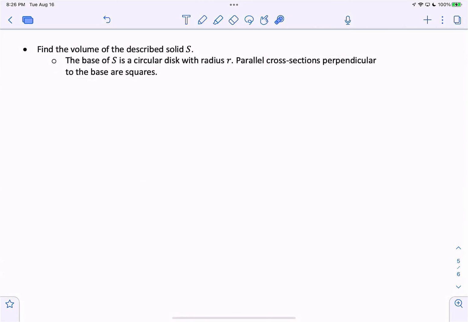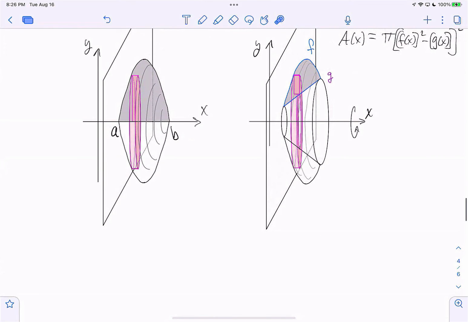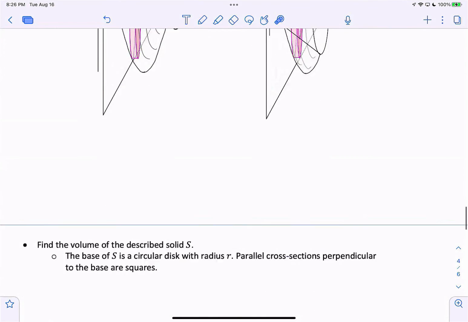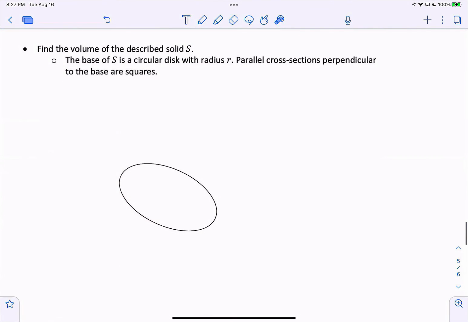Find the volume of the described solid S. The base of S is a circular disk with radius r, and parallel cross-sections perpendicular to the base are squares. So this is saying that I've got a shape that's based on a circle at the bottom. I think I want it oriented like that. And then parallel cross-sections perpendicular to the base. Here, the parallel cross-sections are circles. Here, the parallel cross-sections are washers, right? So it's what happens when you slice.